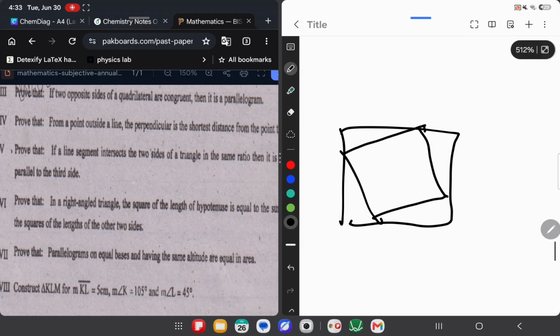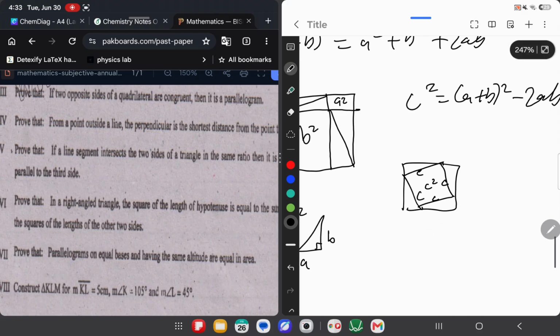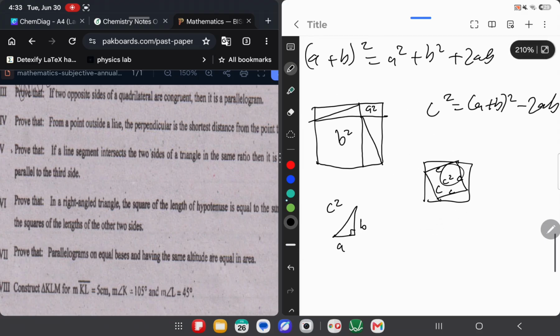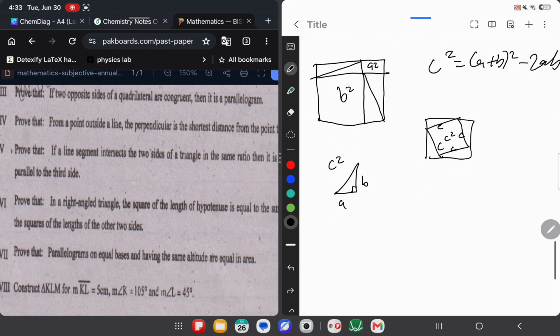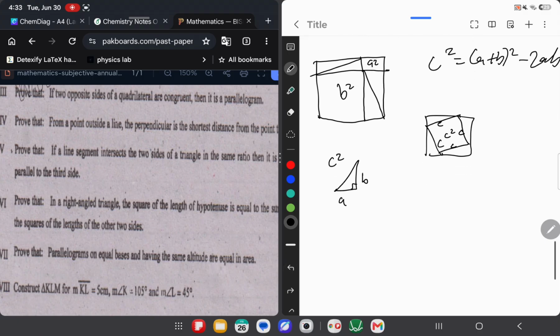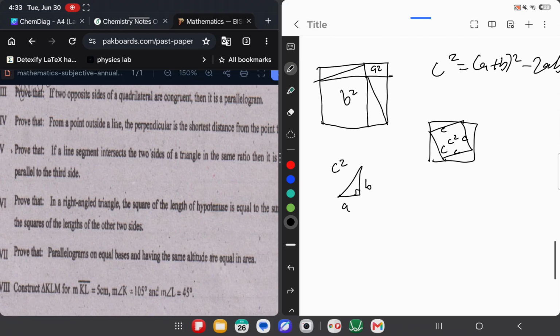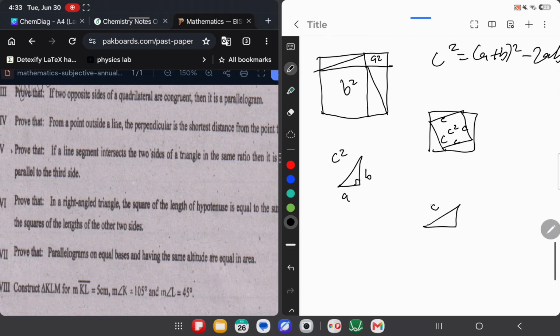Like so. Every length is c. So this square is c squared. This square is what? Our c squared. And hence we can prove that we put a over here, a over here, a over here, a squared, b squared over here, and c squared also here. And with this diagram, we prove that, hence this is that.